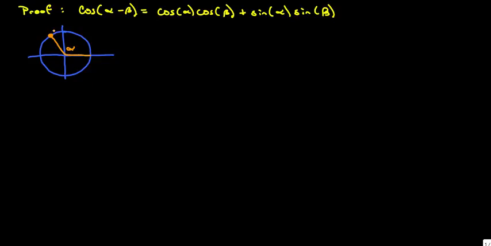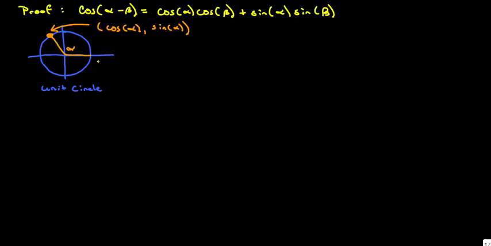Now, this point right here, its ordered pair by definition is the cosine of the angle for its x value. Since it's on, I said it but I didn't write it down, it's the unit circle. So its x value is cosine alpha and its y value is sine alpha.